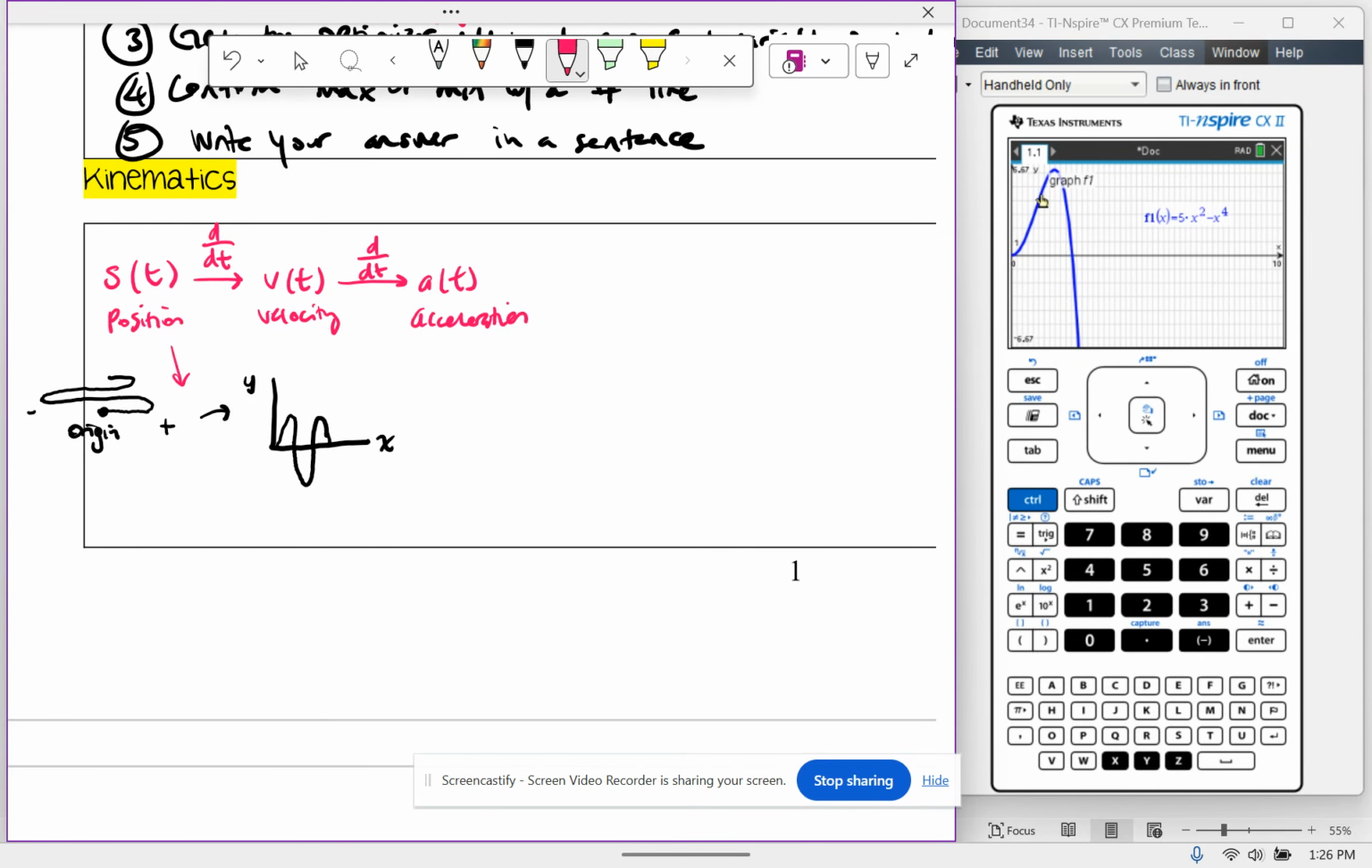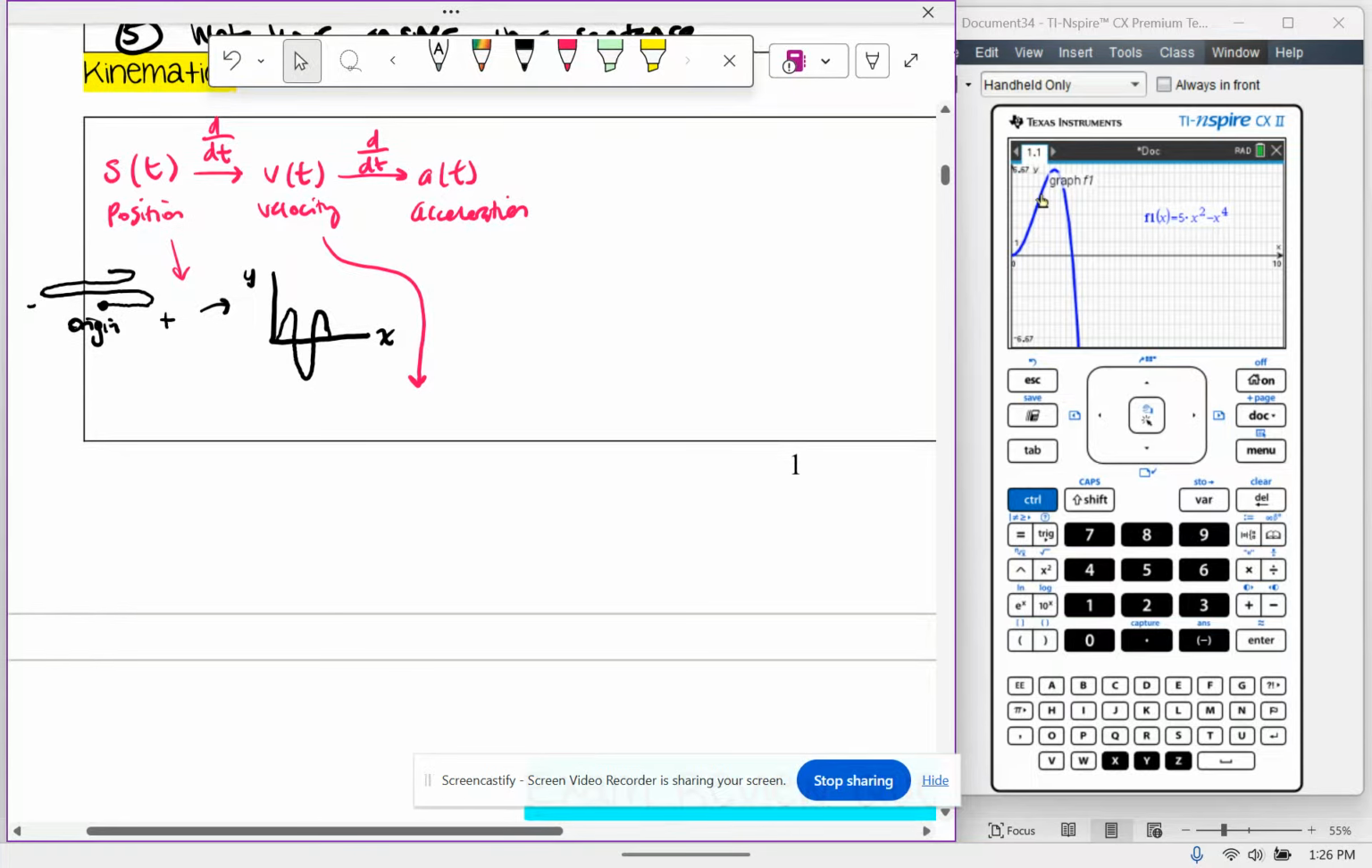Now, the velocity function can tell us some important stuff as well. When the velocity function is set equal to 0, this indicates that the particle is changing direction or just momentarily at rest. Both things. Changing direction, momentarily at rest. Okay.